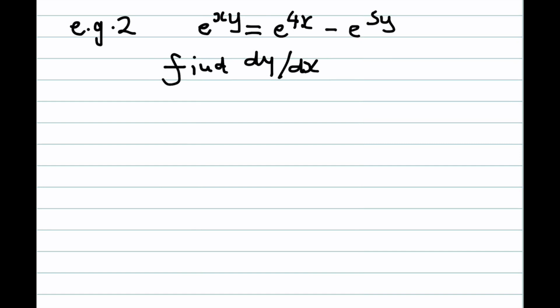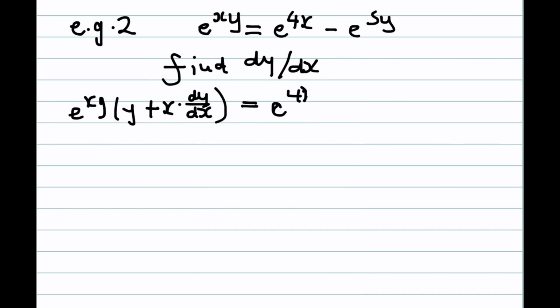Okay, so let's differentiate. On the left-hand side, we're going to have e to the xy multiplied by the derivative of xy, where y is implicitly a function of x. So we're going to have y plus x times dy dx using the product rule. This will be equal to e to the 4x times the derivative of 4x, which is 4, minus e to the 5y times the derivative of 5y, where y is implicitly a function of x, so that would be 5 dy dx.